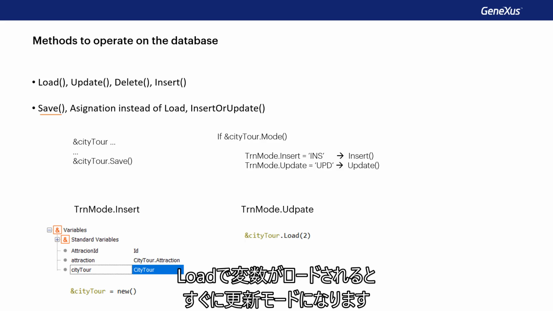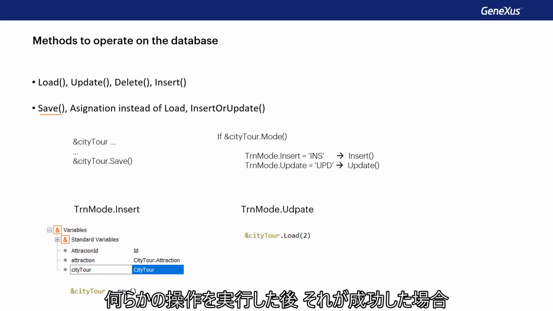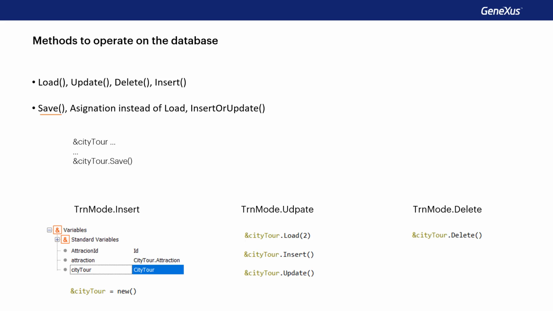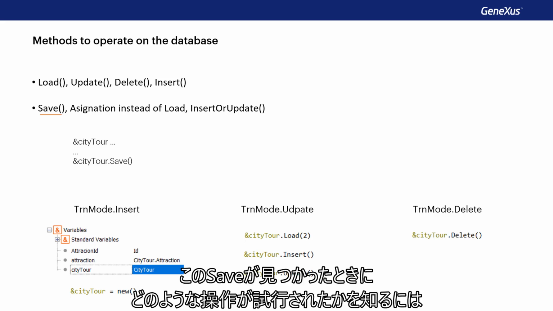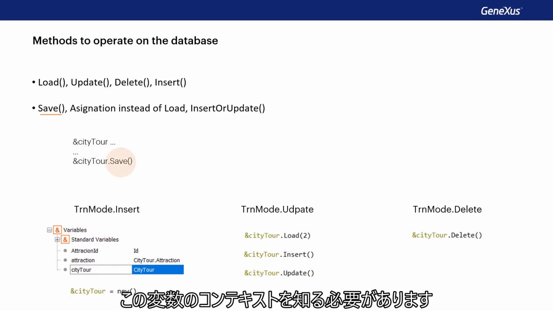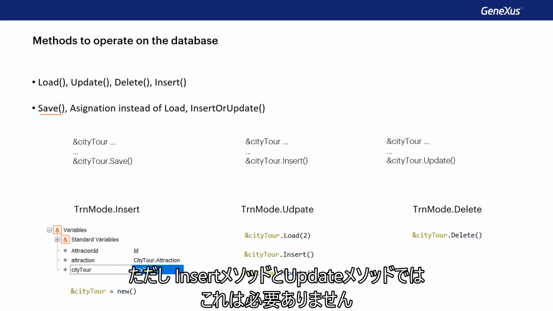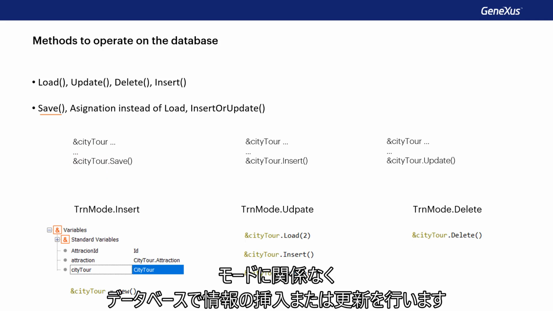If the variable is loaded with load, it immediately goes into update mode. After performing some operation on it, if it's successful, it'll be in update mode if it was inserted or modified, and in delete mode if the delete method was applied. Then, in order to know what operation was attempted when this save was found, we must know the context of this variable. However, with the insert and update methods, this is not necessary. Regardless of the mode, we want to insert or update information in the database.